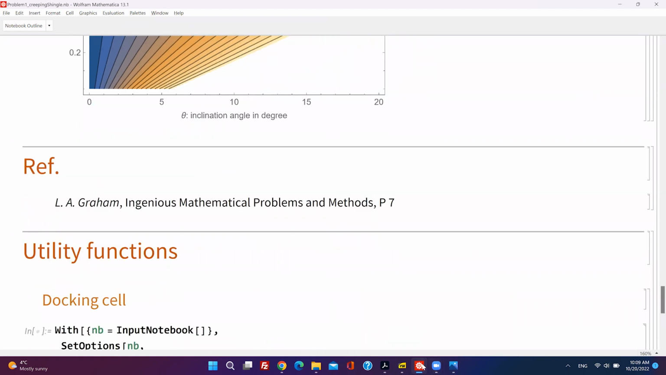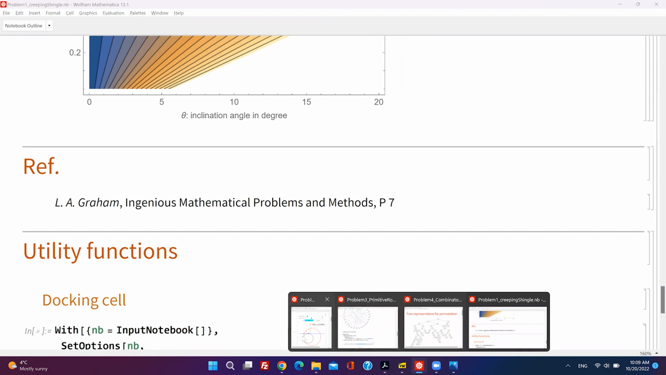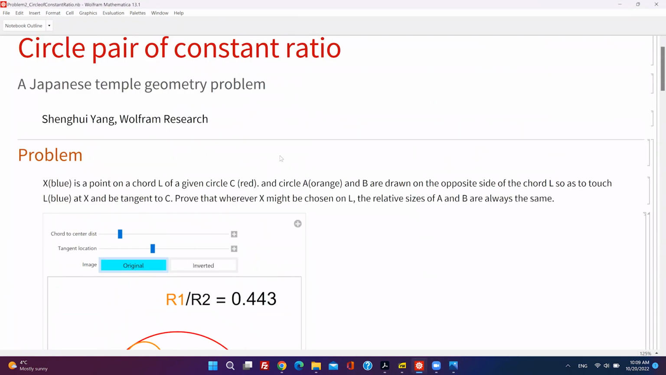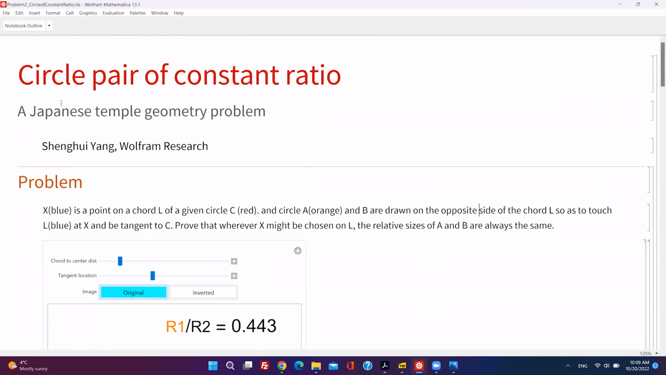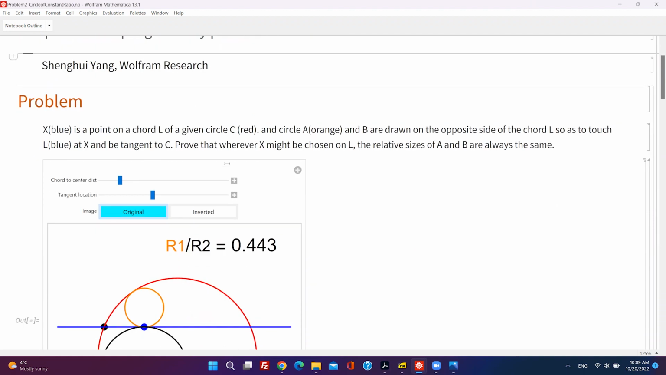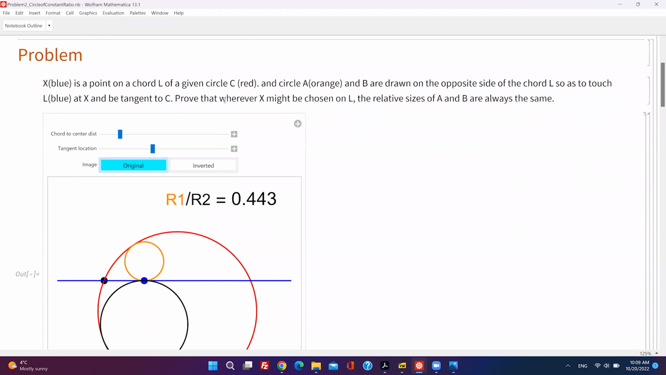The second one actually looks very beautiful. It's from a Japanese temple geometry problem, a Sangaku problem. Also, we have someone from Canada. This is also a problem mentioned in the CRUX Mathematicorum magazine from Canada. So the setup is really simple.